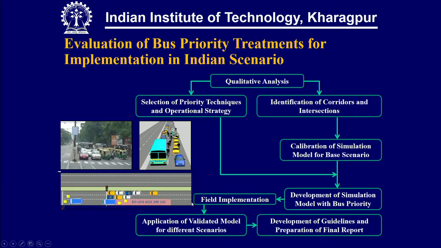By doing field implementation, you will also see some kind of violations happening or some changes in the bus travel pattern. Like what we observed is, generally in mixed traffic, the bus was not able to reach the curbside bus stop. So a lot of unsafe boarding and alighting was happening, like the buses were stopping in the middle of the carriageway, and there was a significant number of cases of unsafe boarding and alighting. But once we provide the priority, we see that the bus is actually reaching the bus stop and the safety aspect is improved.